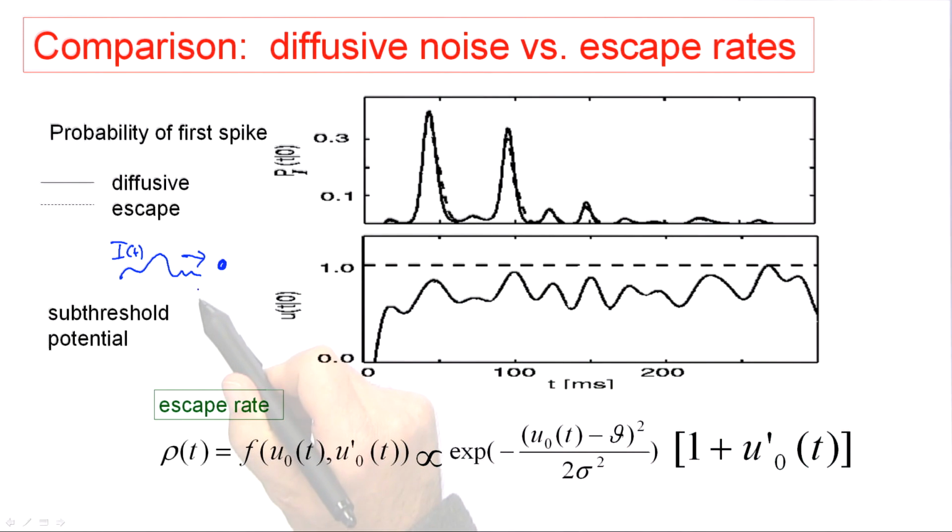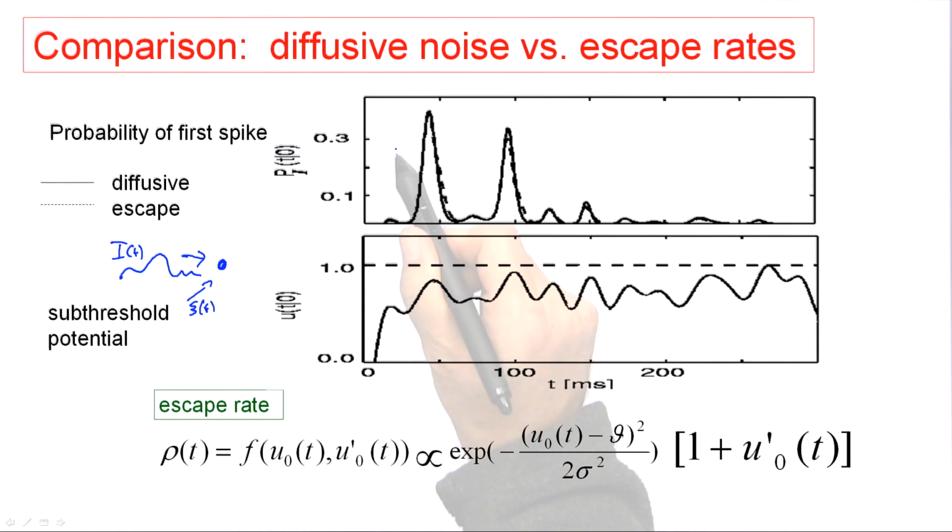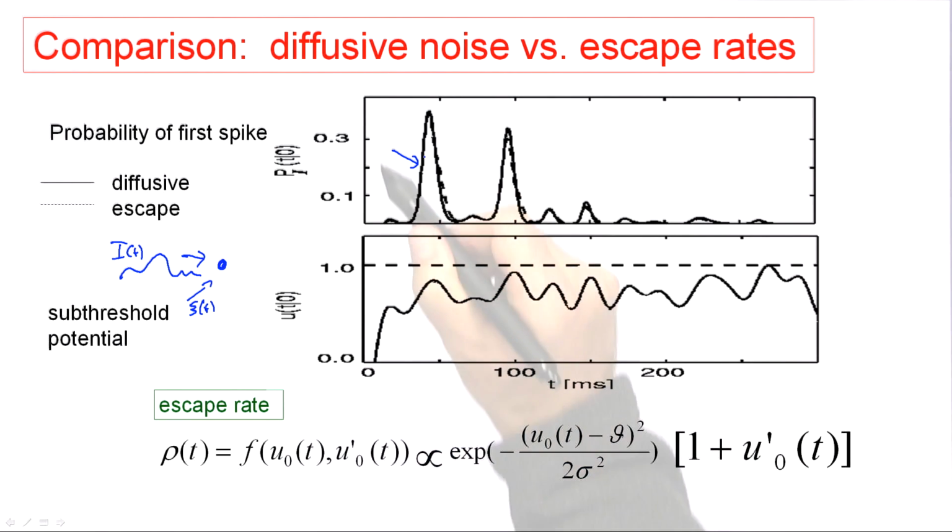Now, for the diffusive noise model, we would have this extra noise term that makes the actual trajectories diffuse away from the reference trajectory. And so you may expect that whenever the membrane potential is close to the threshold, the probability of firing is high. Now, if you just repeat this same input stimulus many times, then you would find this time-dependent interval distribution. The solid line is for the diffusive noise model.